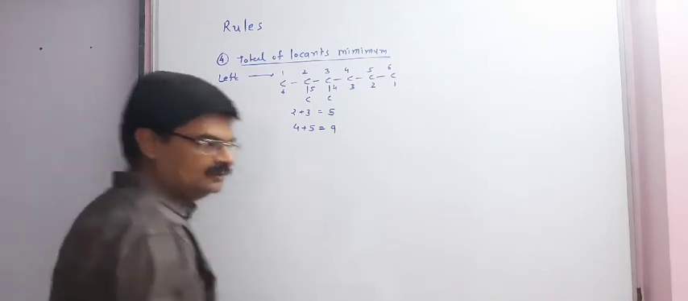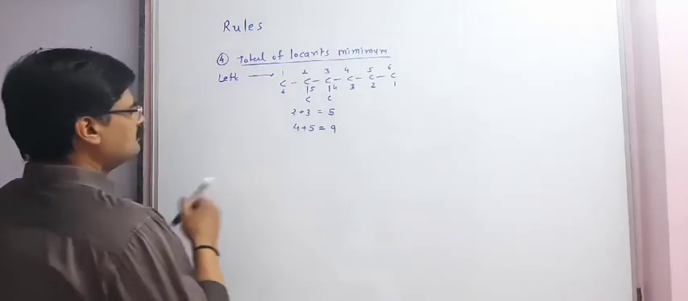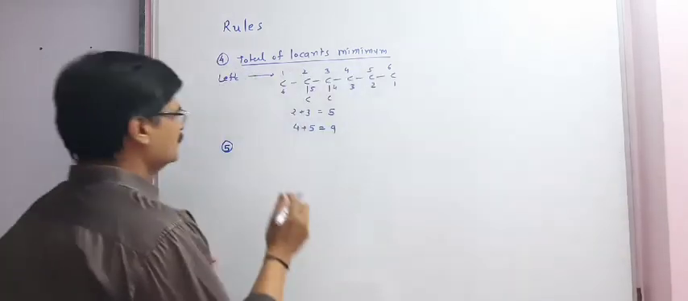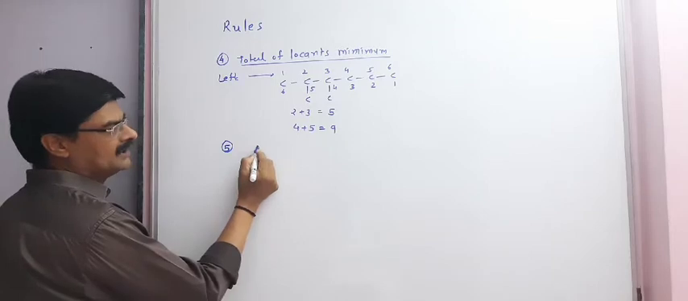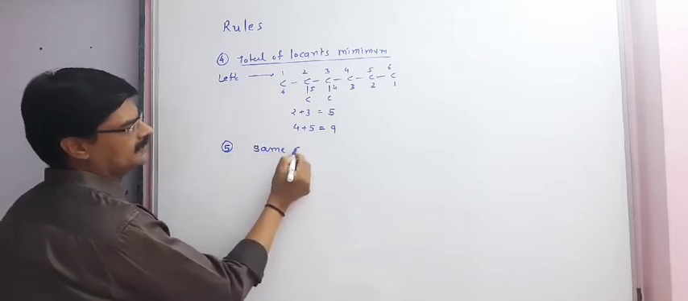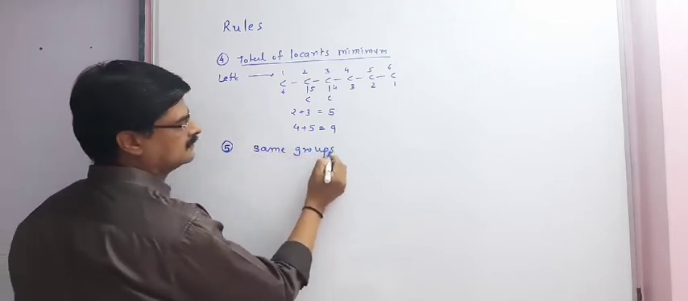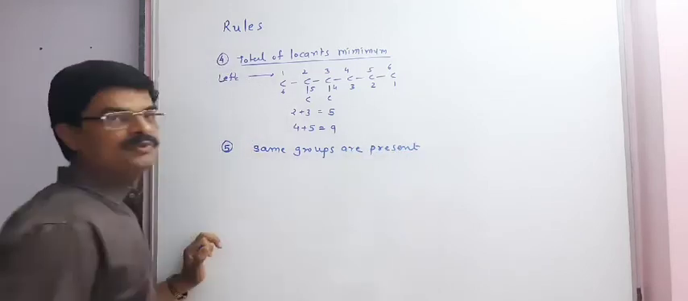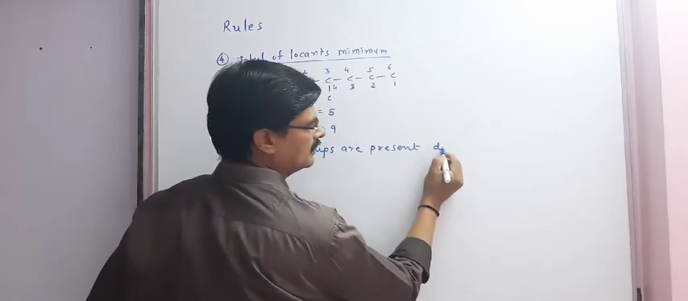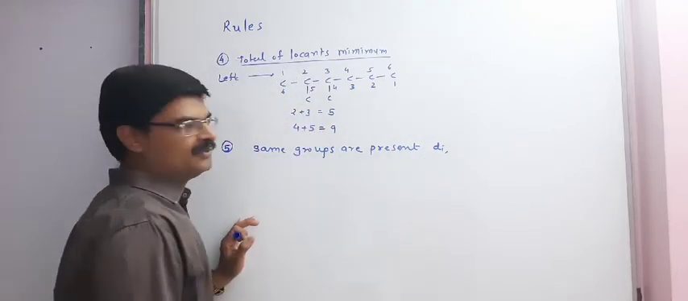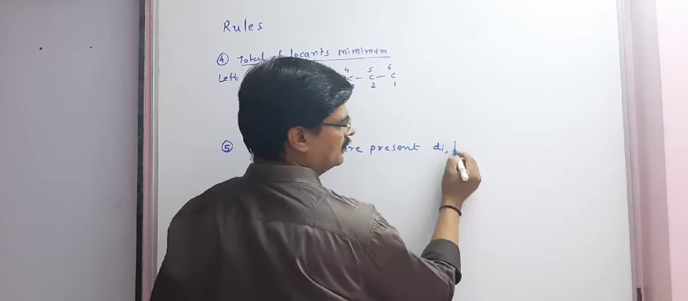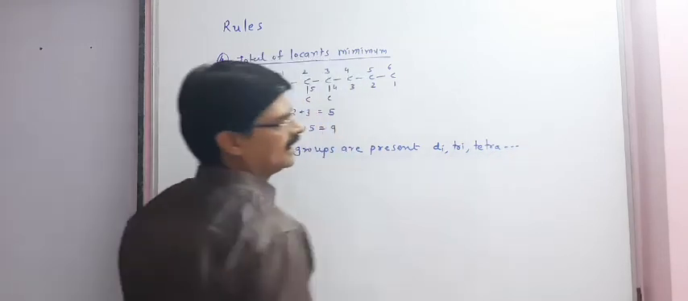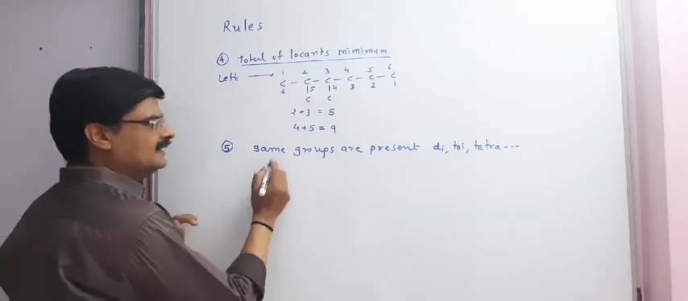Now next rule, fifth rule. If same groups are present, then if it is present 2 times, di is utilized. For 3 times, tri. For 4 times, tetra is utilized. Consider the example.